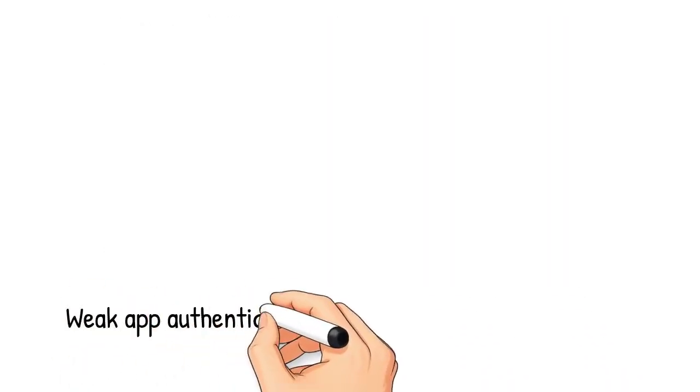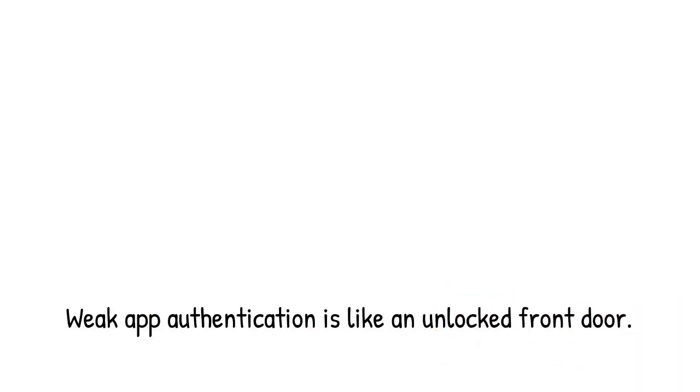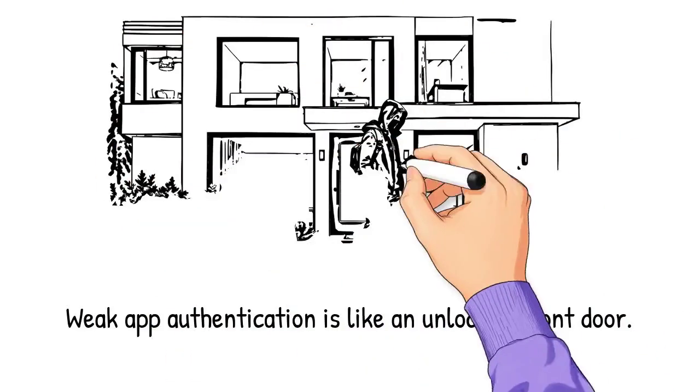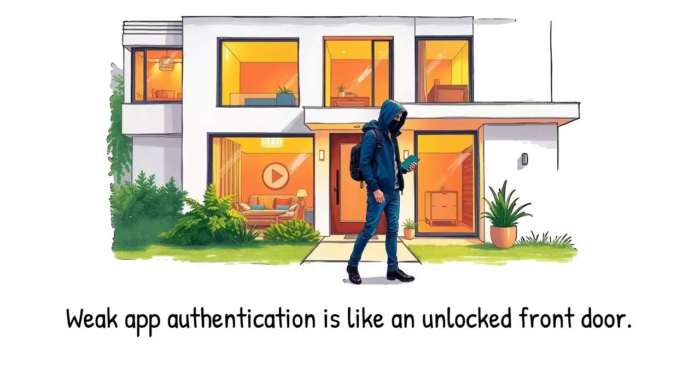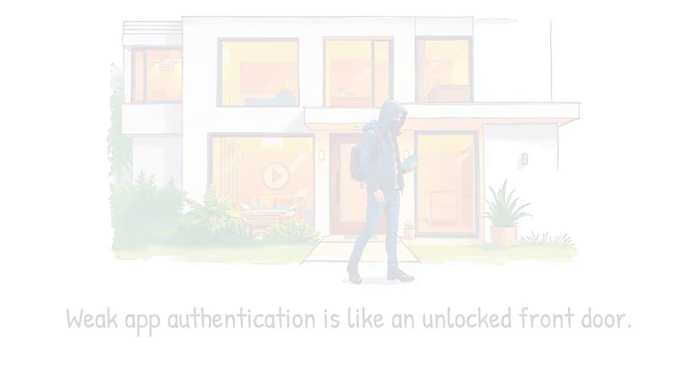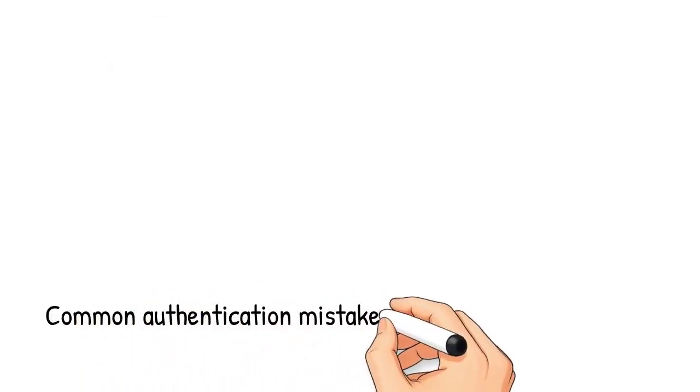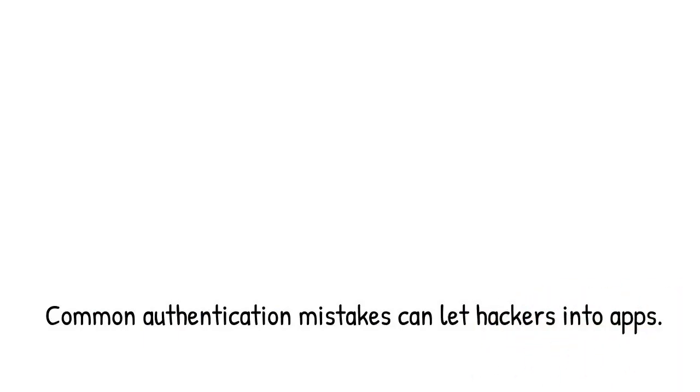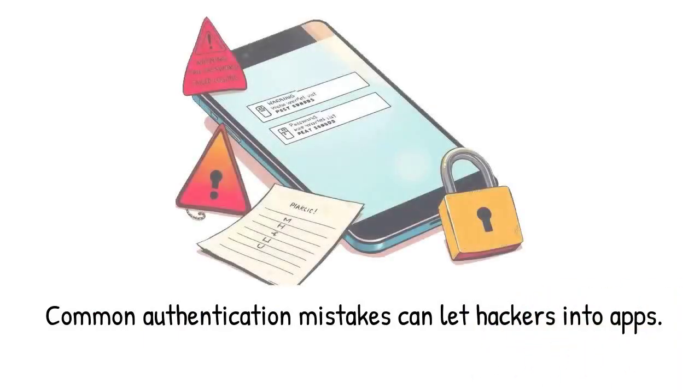Weak authentication. The front door is unlocked. Imagine a house with a beautiful design, expensive furniture, and advanced gadgets, but the front door lock is cheap. That's what weak authentication looks like. Apps get hacked when they allow simple passwords, don't enforce MFA, don't limit login attempts, don't detect brute force attacks, store passwords incorrectly, and use outdated hashing algorithms.